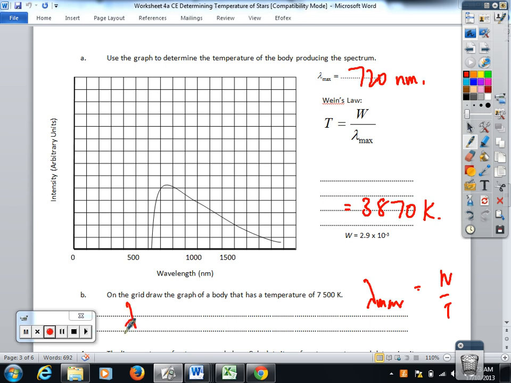What does everyone got as lambda max for this one, please? 390, sorry. Nanometers. So that's going to be there. Is everyone in agreement that that's 390? Yeah. Okay, can anyone suggest how I would draw this? I know the peak's got to be up here somewhere, but what is it going to look like? Right, it's going to have a higher peak. That's all it's looking for.